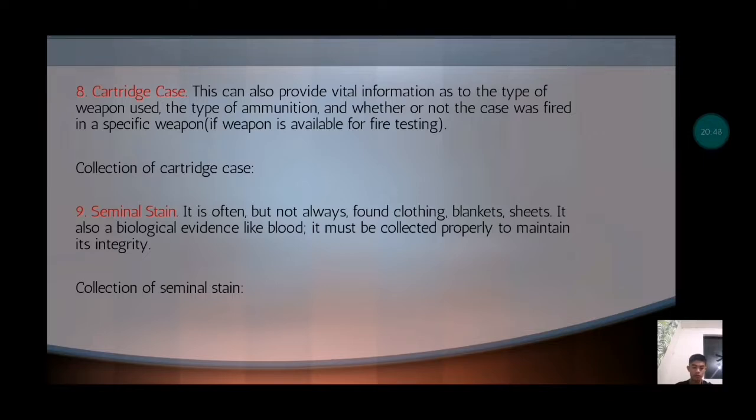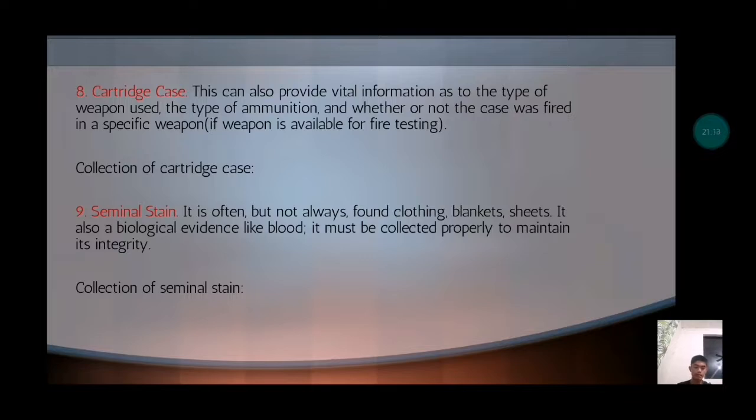This is the collecting of cartridge cases. Letter A is handle the cartridge case so as not to add any scratches or marks. Letter B is wrap each one separately to prevent damage. And lastly, be sure to note the specific location in which it was found.